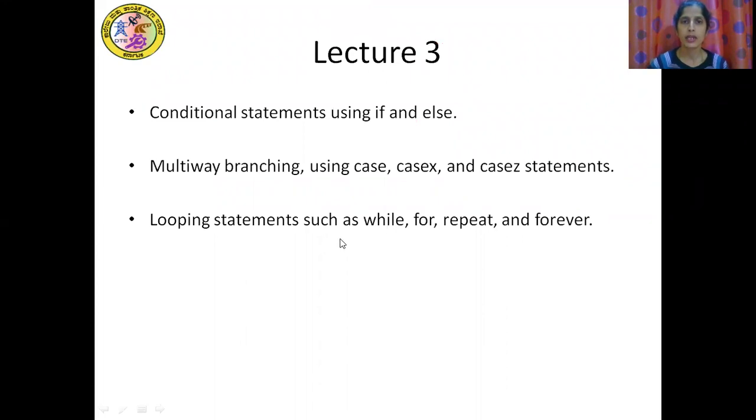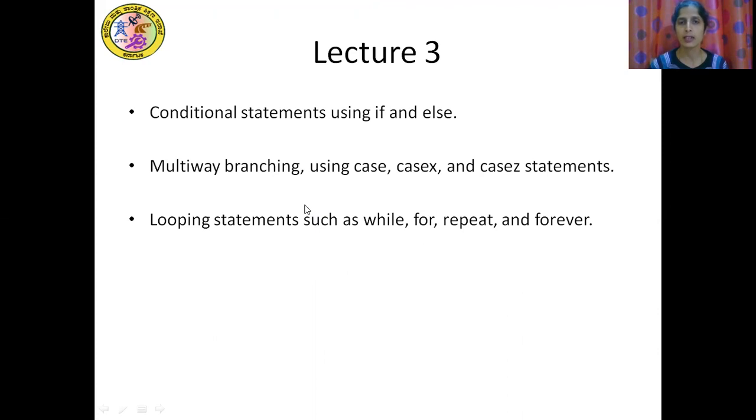Before getting into the topics of lecture 4, let us review what we discussed in lecture 3. In lecture 3, we discussed conditional statements using if and else. Also, we studied multi-way branching using case, casex and casez statements. We have also studied looping statements such as while, for, repeat, and forever. Also, we discussed examples regarding all these types of sequential statements.